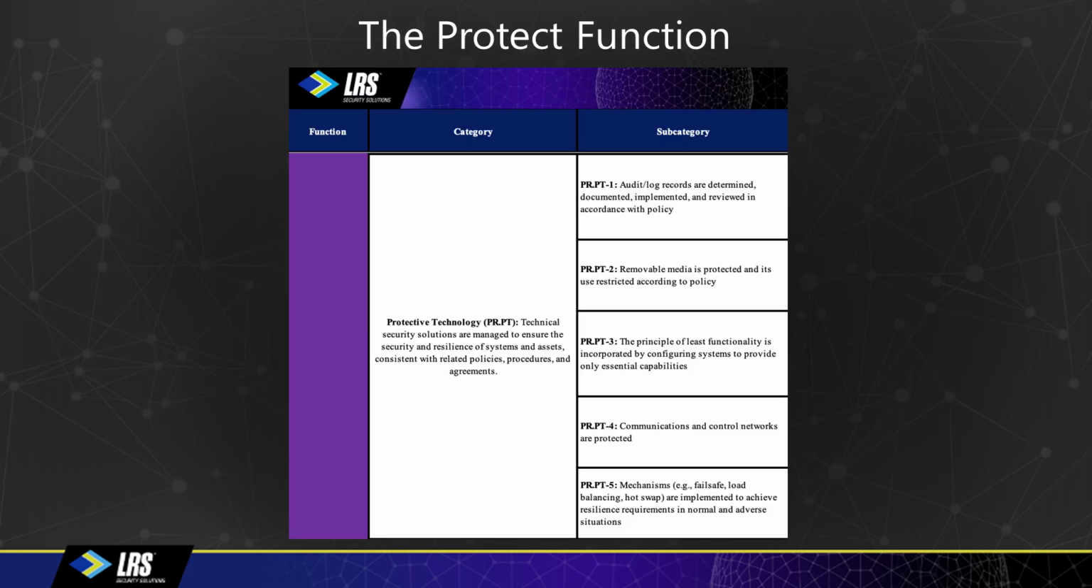As we look at the subcategories of the protect function, this is where things get specific. If you look at the far right column, the second option, PR.PT-2: removable media is protected and its use restricted according to policy. That's very specific. We're talking, of course, about controlling USB drives or DVD drives or anything like that. Important to note that this control, even in that short amount of verbiage, is not only technical. The use is to be restricted, but it should also be covered by policy.